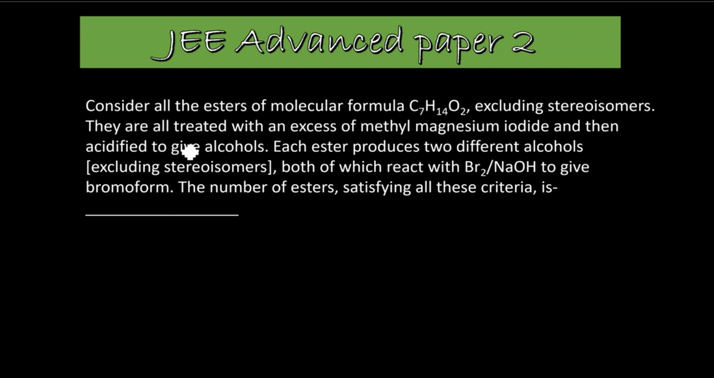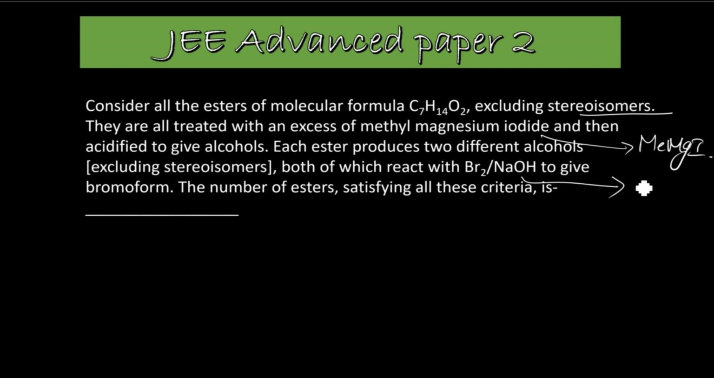Then consider all the esters of molecular formula C7H14O2, including the stereoisomers. They are all treated with an excess of methyl magnesium iodide, and then acidified to give alcohols. Each ester produces 2 different alcohols, excluding stereoisomers, both of which react with Br2/NaOH to form bromoform.